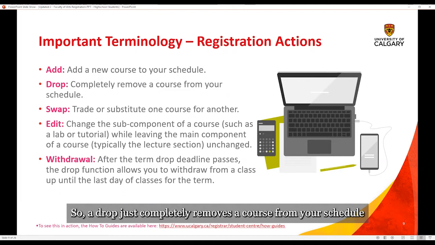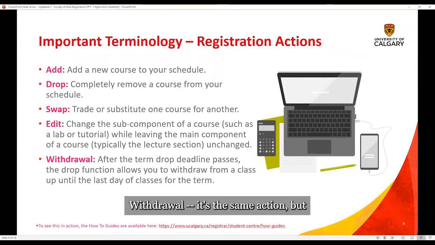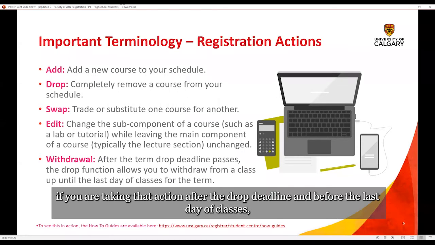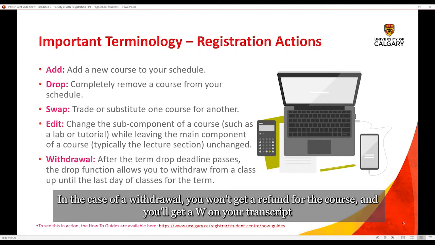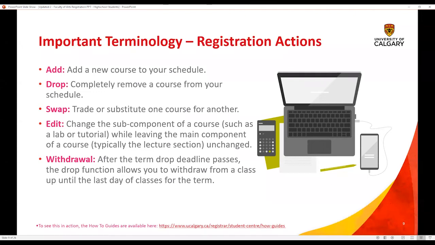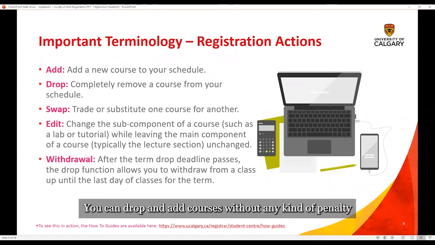So a drop just completely removes a course from your schedule as long as you have dropped the course before the drop deadline for a term. A withdrawal is the same action, but if you are taking that action after the drop deadline and before the last day of classes, in the case of a withdrawal, you won't get a refund for the course and you'll get a W on your transcript. So it's a very different action from just dropping, where if you're just before that drop deadline, you can drop and add courses without any kind of penalty.